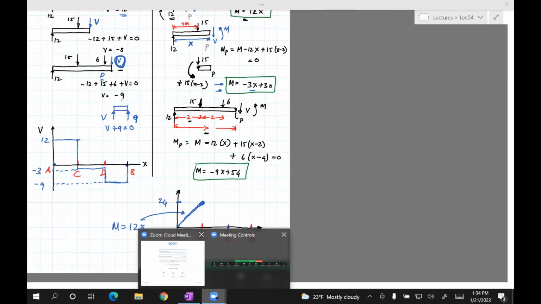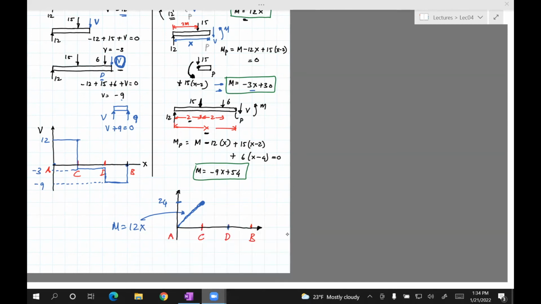So this is going to be our second point right here at 18. Now the question is, how will you join these points from C and D? You can look at this equation, it's linear in x, which means that you just have to draw a straight line.